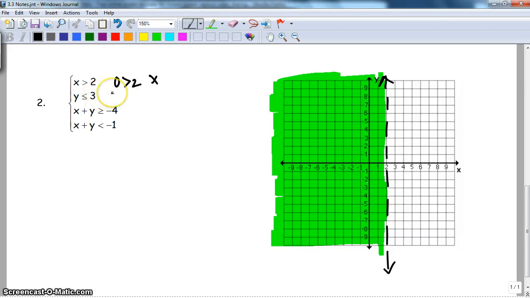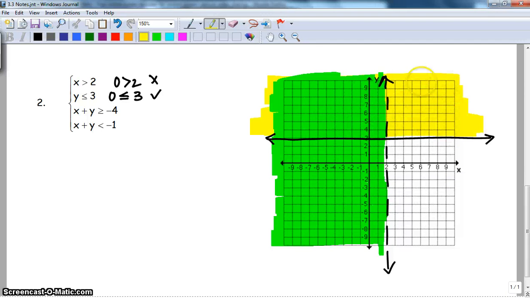All right, y is less than or equal to 3. That is a horizontal line, and it is solid. I will use (0, 0) again. 0 is less than or equal to 3. That is true. That means that this down here, where (0, 0) is, is true. I am shading false. So I am shading on the other side. Okay, so right now the only part that could be our solution set is in here. But we still have to plot the other two lines.